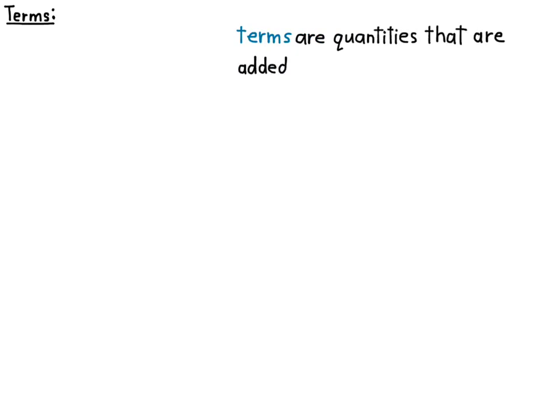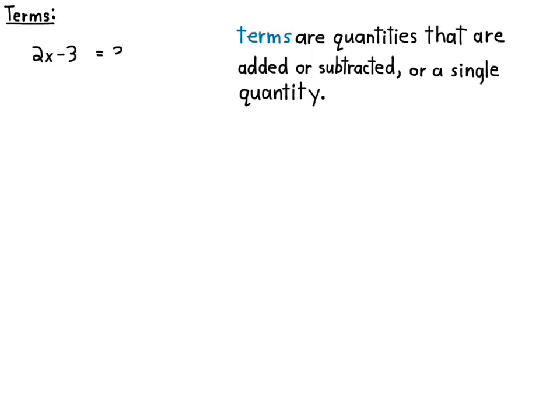So the last slide or little video was about factors. I want to remind you again what terms is. Remember, we're comparing and contrasting what the word term means and what the word factor means. So again, terms are quantities that are added or subtracted. Factors are things that you're multiplying.